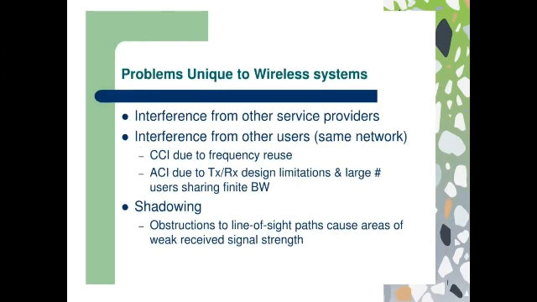The problems you face uniquely in a wireless system are interference from other service providers and interference from other users in the same network, co-channel interference due to frequency reuse, adjacent channel interference, transmitter and receiver design limitations, and large numbers of users sharing the finite bandwidth, which gives the interference problem. And then shadowing: obstruction to line of sight paths causes areas of weak received signal strength.